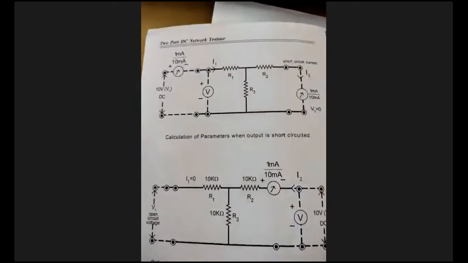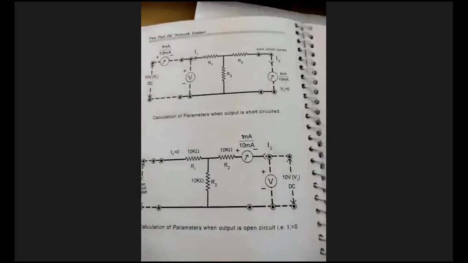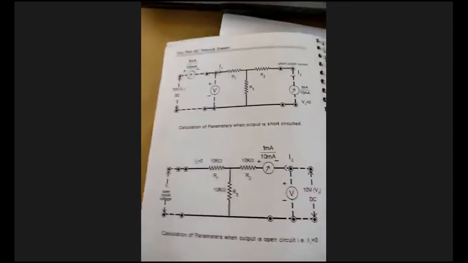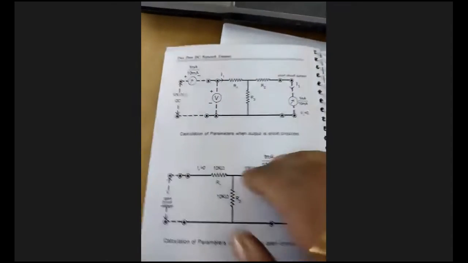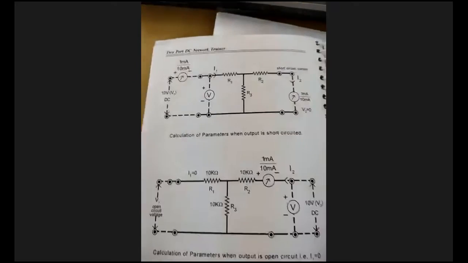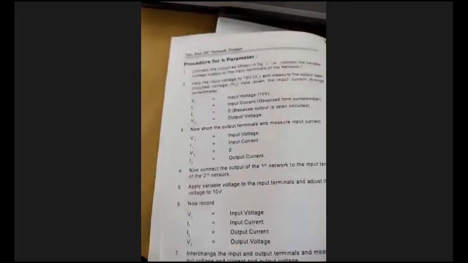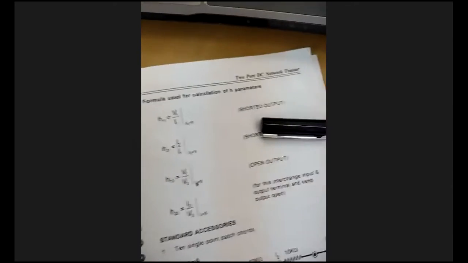Okay. Now go to our trainer. We design this circuit in our trainer kit and we find out the reading. First I write down all the equations so that we can take the readings very easily. So first is H11. Please tell me so that I can write here.